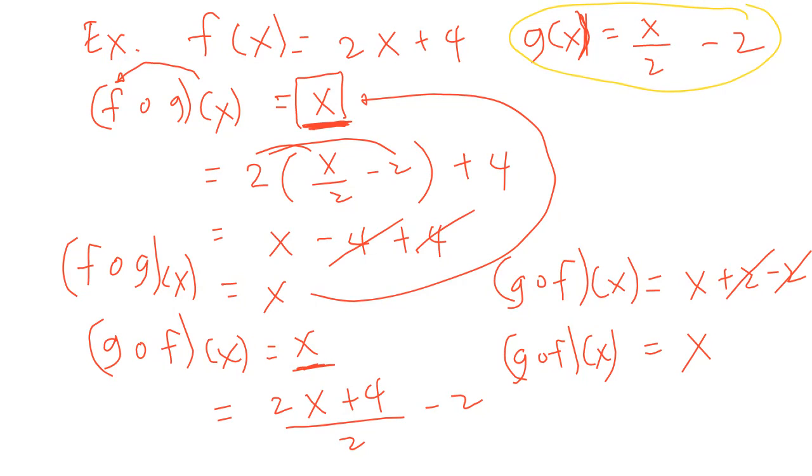As you can see, the x here is exactly the same x as we have here. So that's how we know that they are inverses to each other. If the answer is not x, then it means they are not inverses to each other.